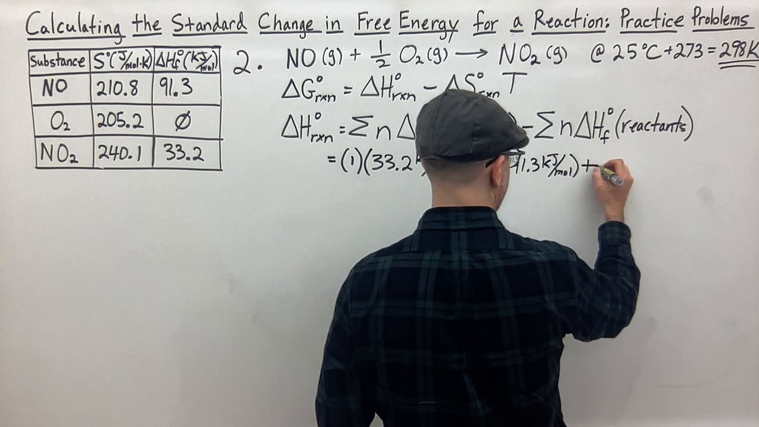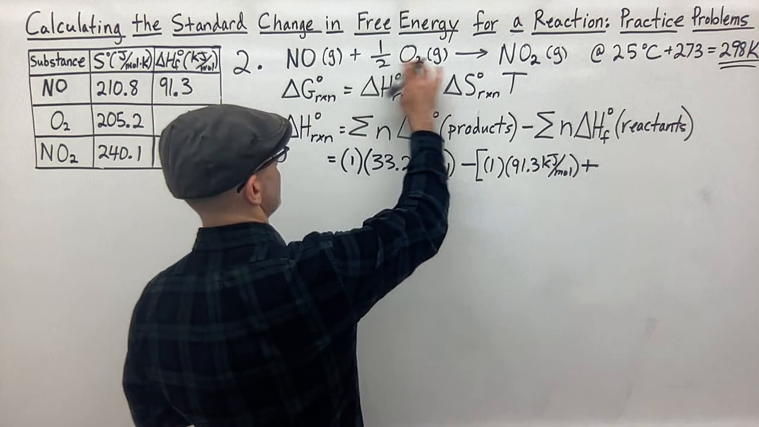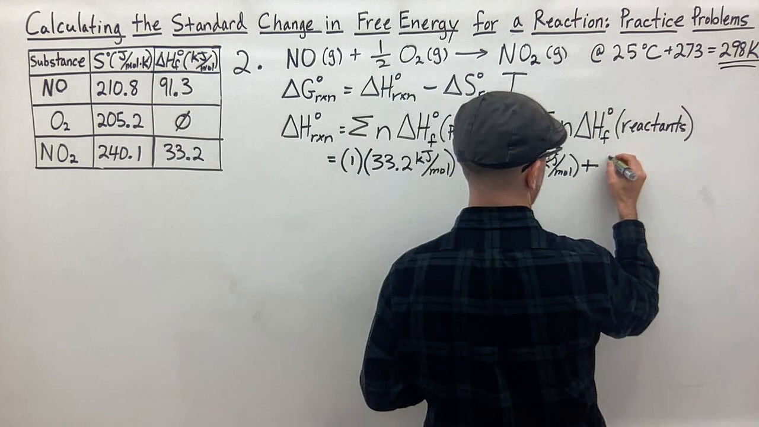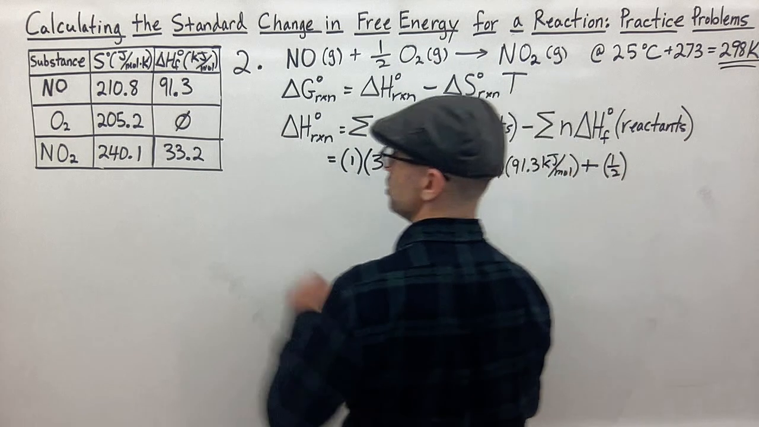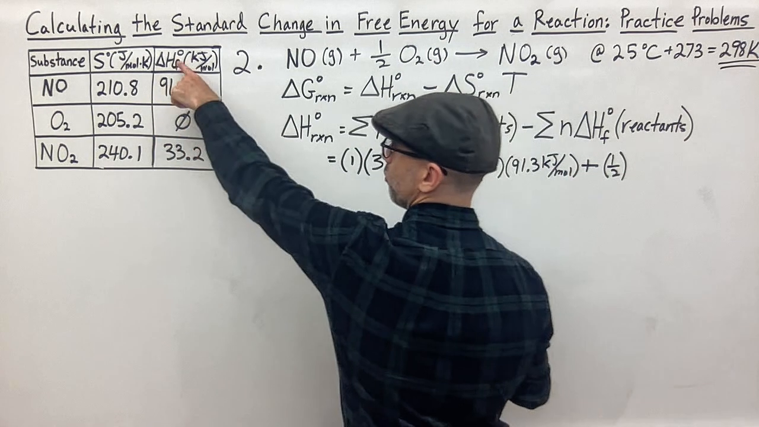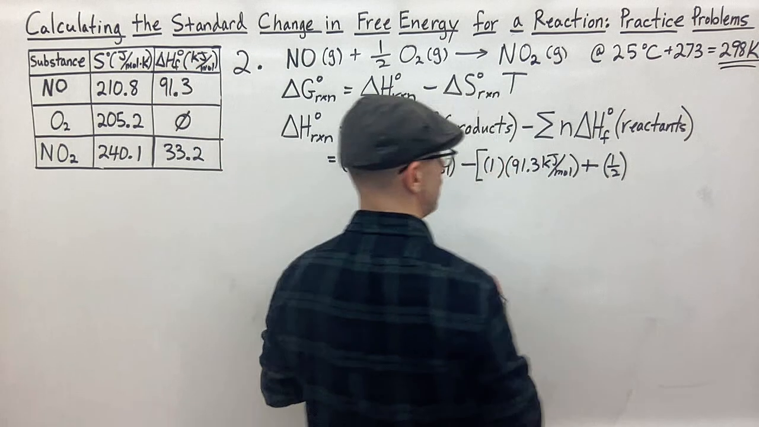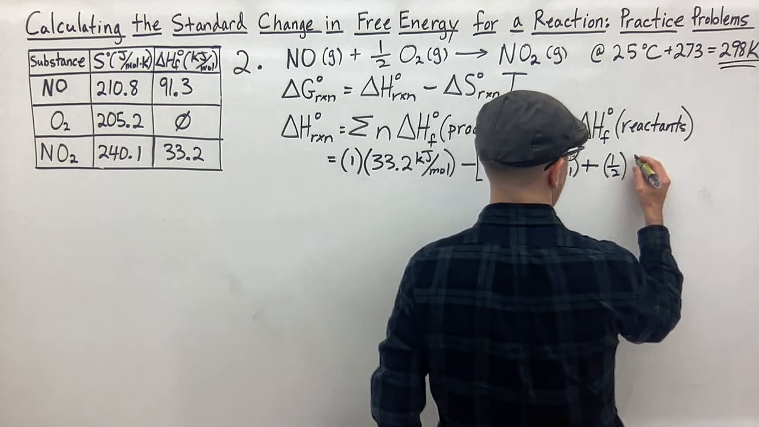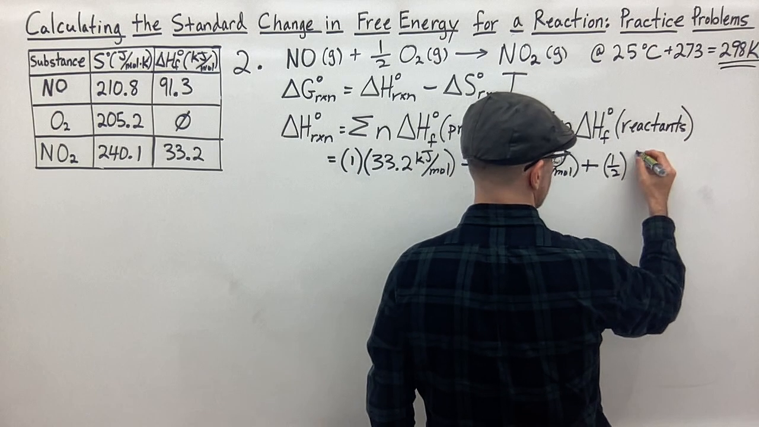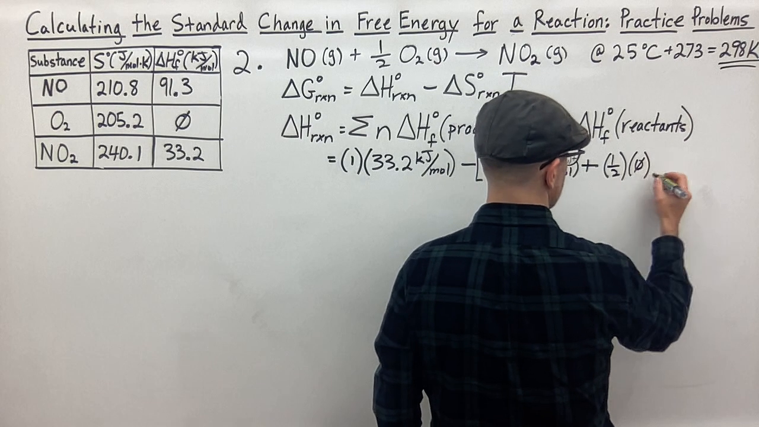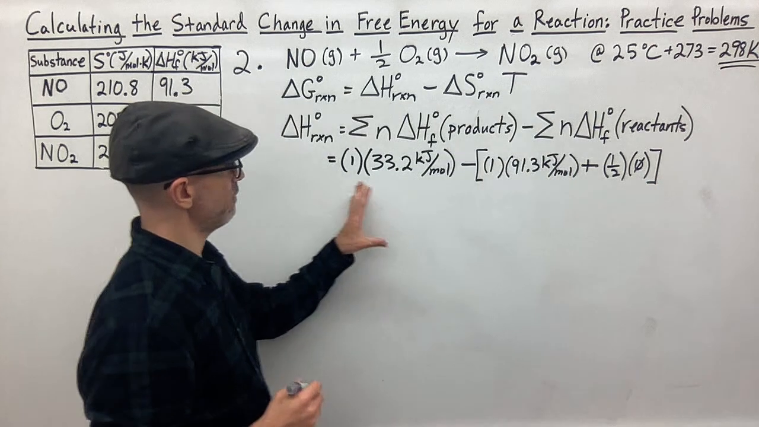And then we're going to add to that, because we're summing this together, which means adding, the oxygen. So our coefficient for the oxygen is 1/2. And for oxygen, the standard enthalpy of formation is 0. Elements in their standard states have an enthalpy change of formation of 0. So that's going to be 0. Close that with the square bracket. And so now I have everything filled in.